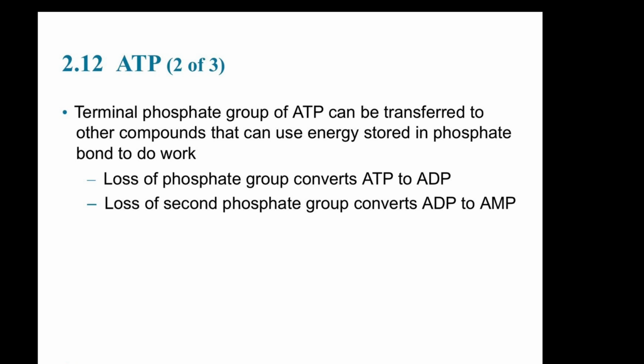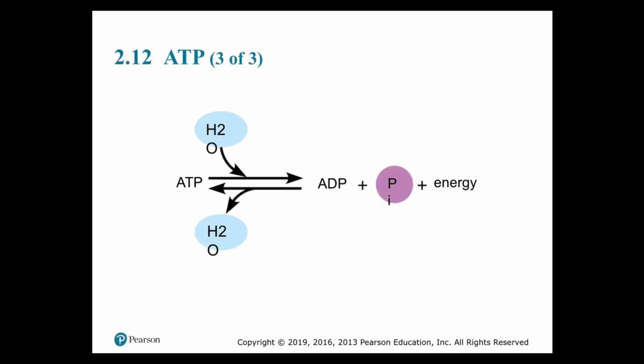So when you lose a phosphate group, ATP is converted to ADP, and if ADP loses the second phosphate group, it's going to be converted to AMP. So this reaction shows the hydrolysis of ATP in the forward direction. If ATP is hydrolyzed, it is going to lose a phosphate group, and now it is going to be ADP, or adenosine diphosphate, and energy is going to be given off. If you combine ADP with the phosphate group plus an input of energy and water is removed, then you go back to ATP.